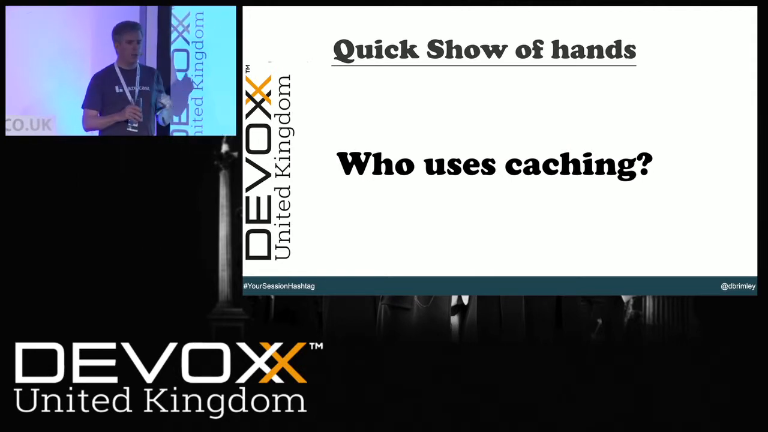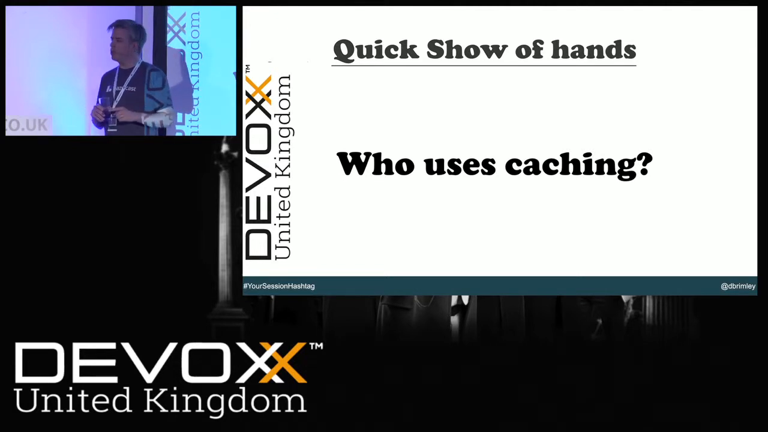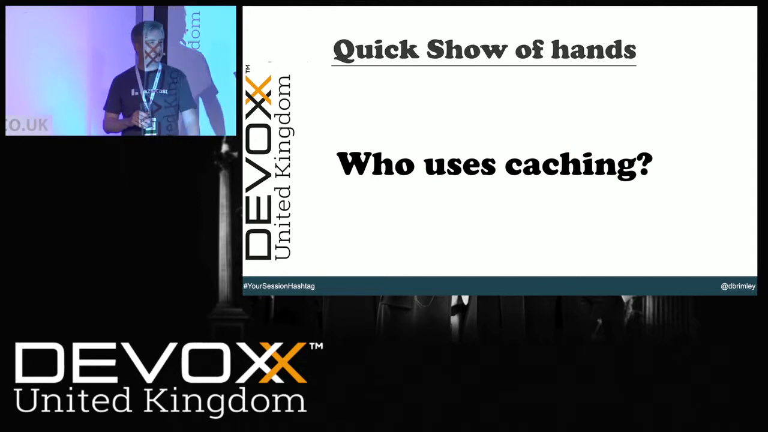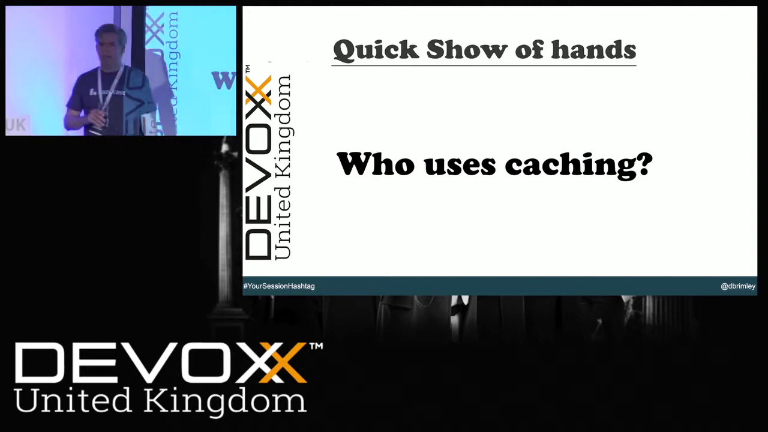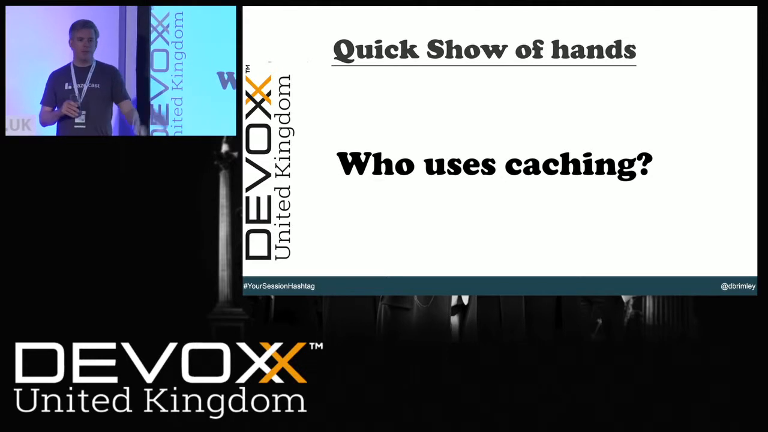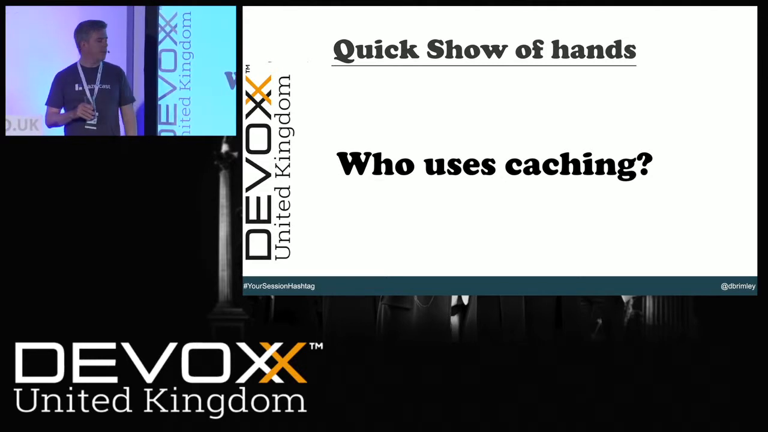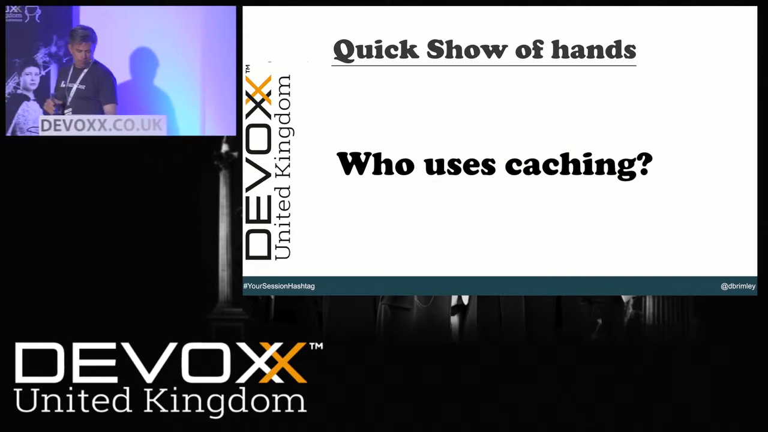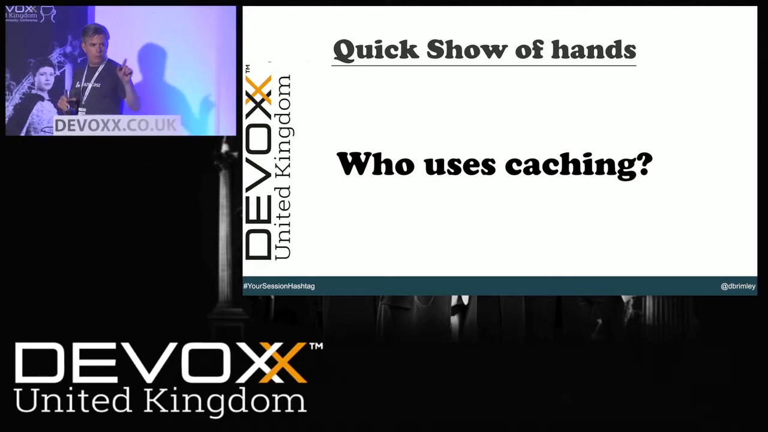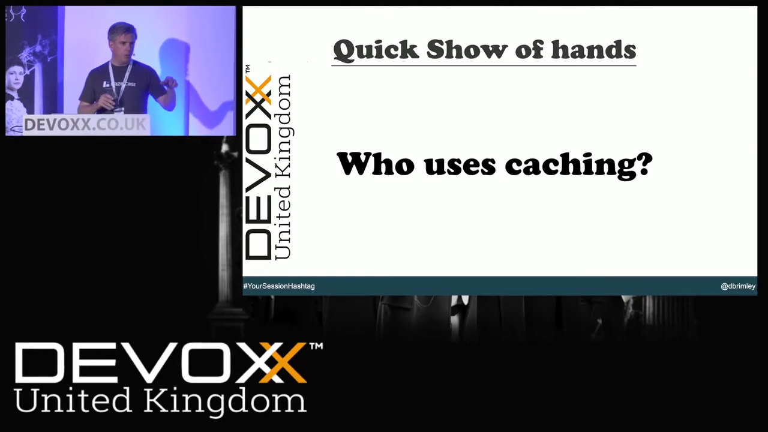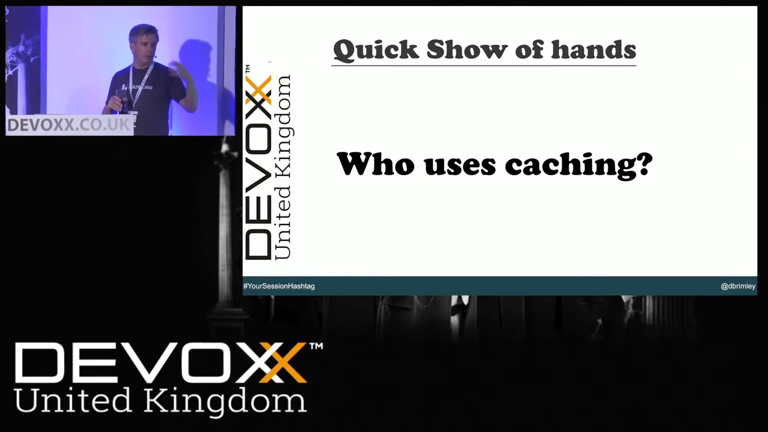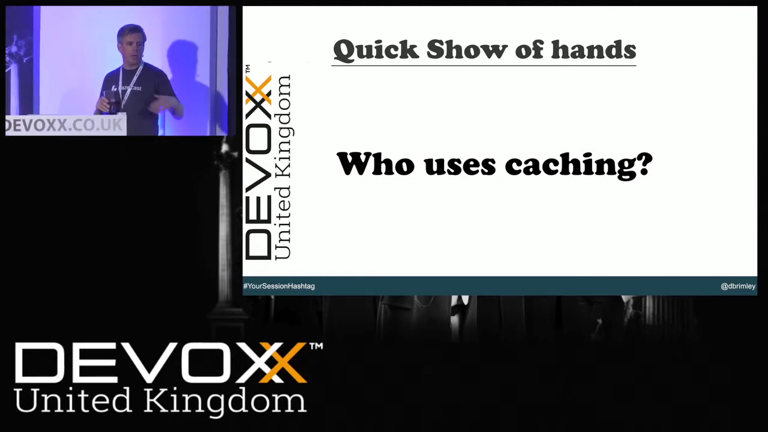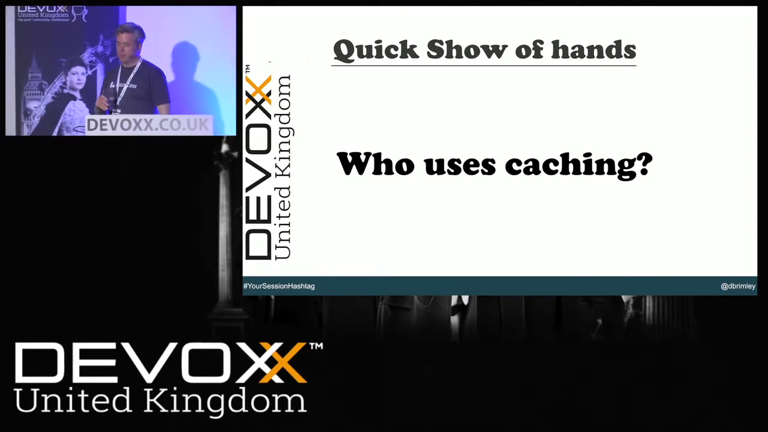So, quick show of hands. Is anyone using a cache or any memory data grid or anything like that at the moment? Okay, that's not that many actually, quite surprising. So, presumably you're all here because you're thinking about using something like that. So that's good. So the people that put their hands up, you're using things like Coherence or Hazelcast or whatever. Yeah, cool.